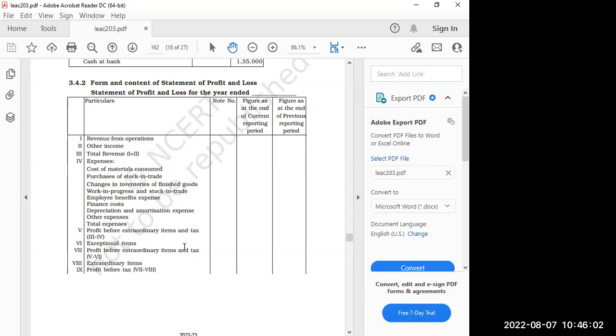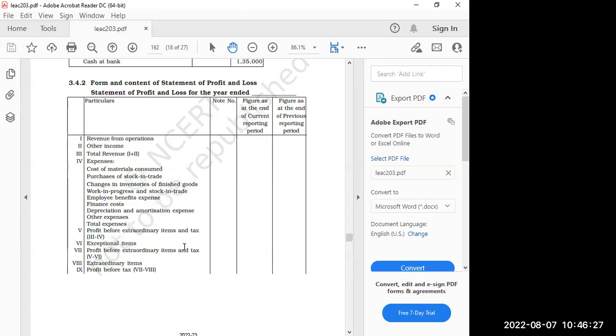So you have to be careful. If you are a manufacturing company, your opening stock and closing stock is already adjusted in calculation of cost of materials consumed. That is why it is not coming here. Look at this. Change in inventory excludes the raw material. Why is it excluding? It's already taken care of in the calculation of cost of materials consumed. That is why it is not coming under the change in inventory.